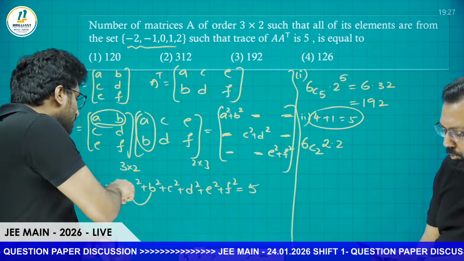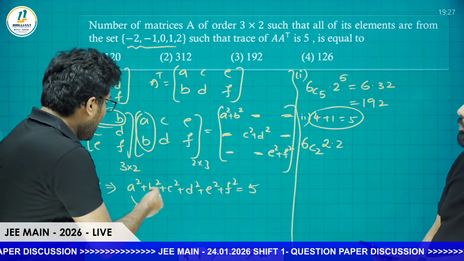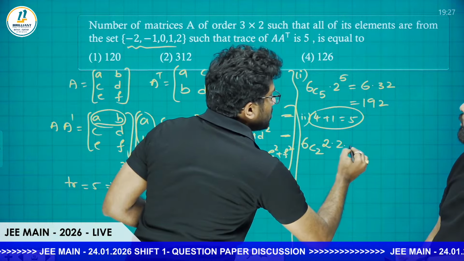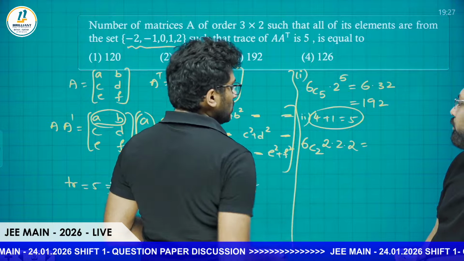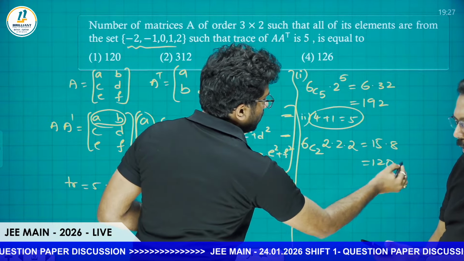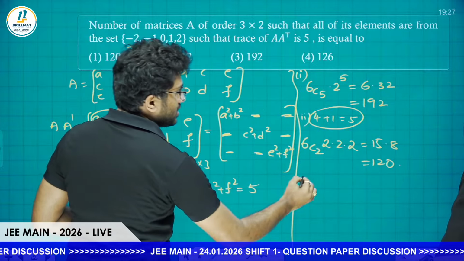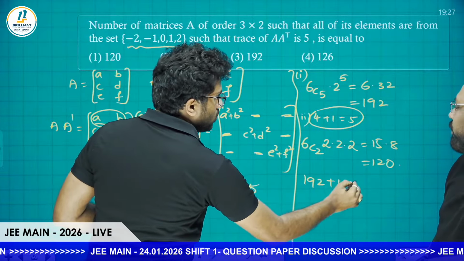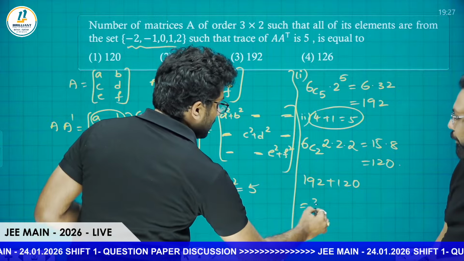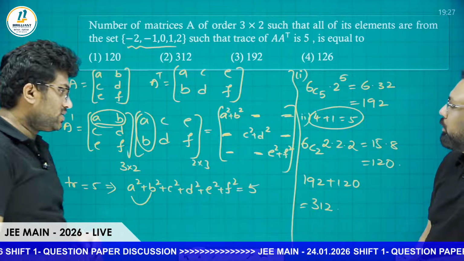Next, we can even give 2 or minus 2 to B and 1 or minus 1 to A also. So 2 more options we'll get. That becomes 6C2, which is 6 by 2 into 5, that is 15, into 8, which equals 120. So these are the possible cases. 192 plus 120 is equal to 312. So 312 is the answer.